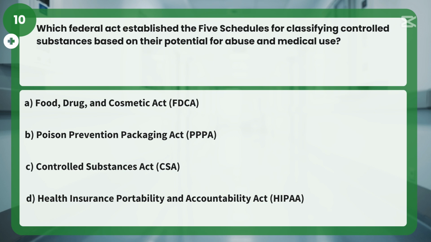Question 10. Which federal act established the 5 schedules for classifying controlled substances based on their potential for abuse and medical use? A. Food, Drug, and Cosmetic Act, FDCA. B. Poison Prevention Packaging Act, PPPA. C. Controlled Substances Act, CSA. D. Health Insurance Portability and Accountability Act, HIPAA.